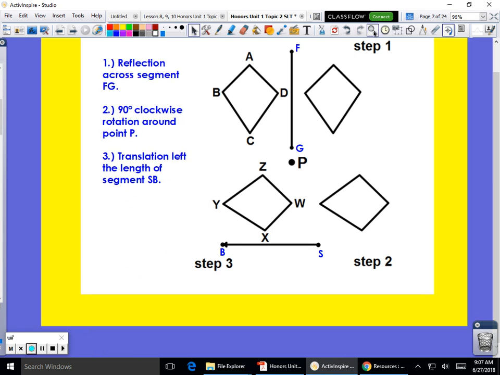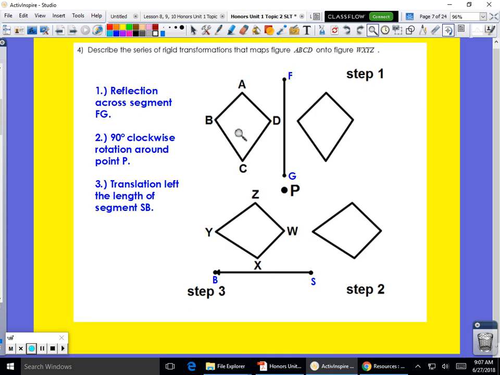Reflect across the segment. So here our first step, reflect over FG. Then a 90 degree clockwise rotation about point P. So you need all of those pieces. You need the direction, you need how many degrees, and you need to know where you're rotating around, what point you're rotating about. And then we translated left, the length of that segment. Kind of looks like a ray. I see an arrow there, but I think it is a segment. All right.